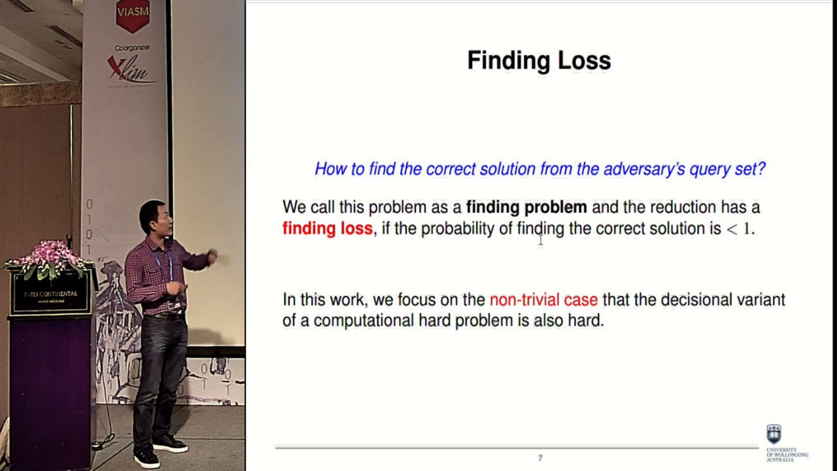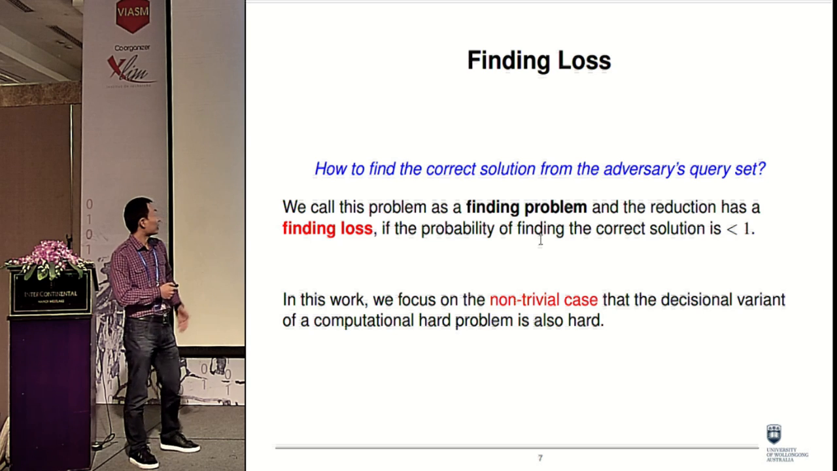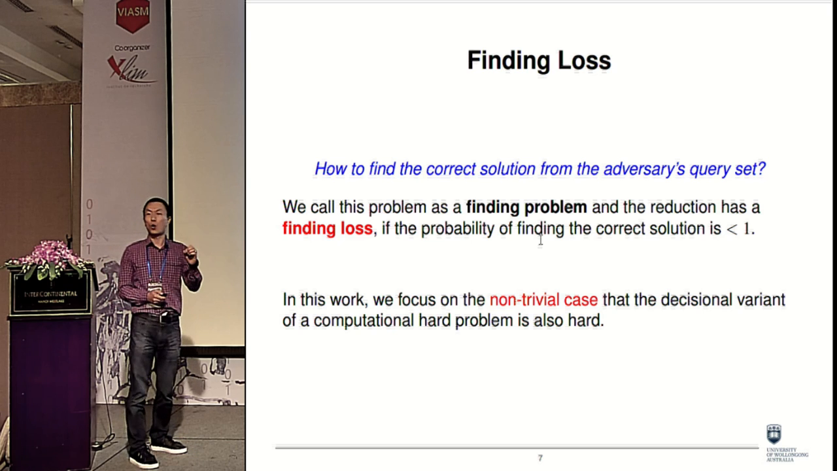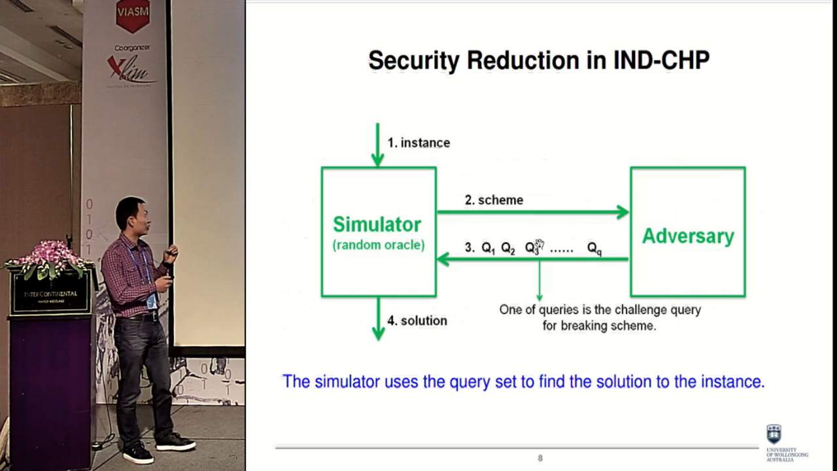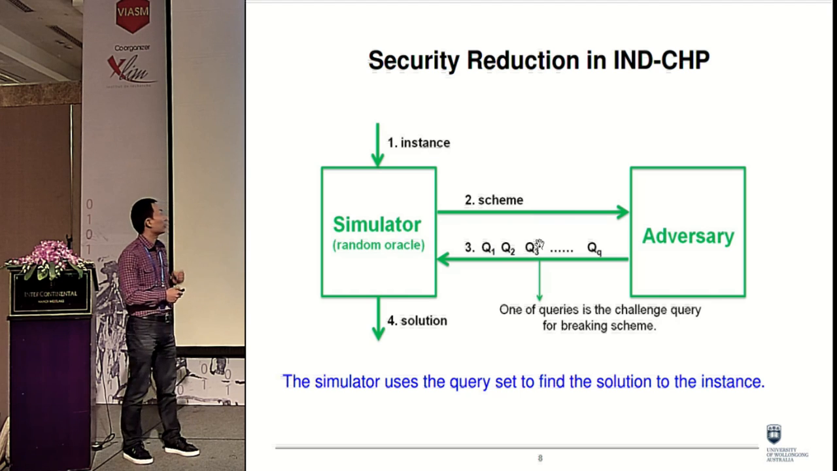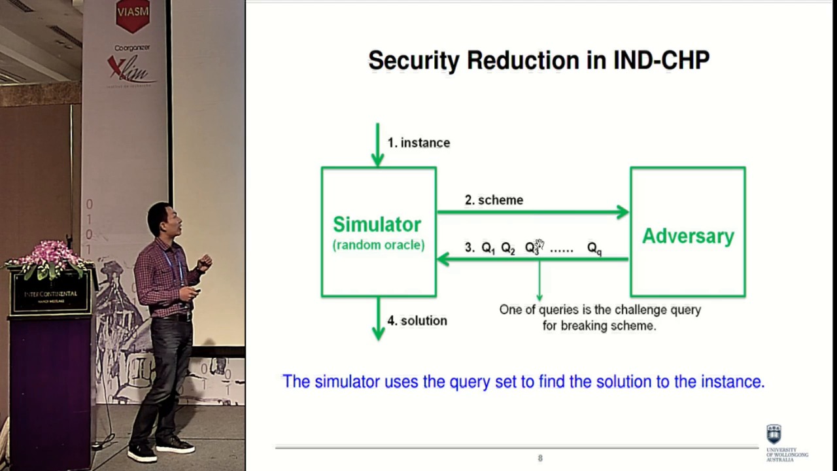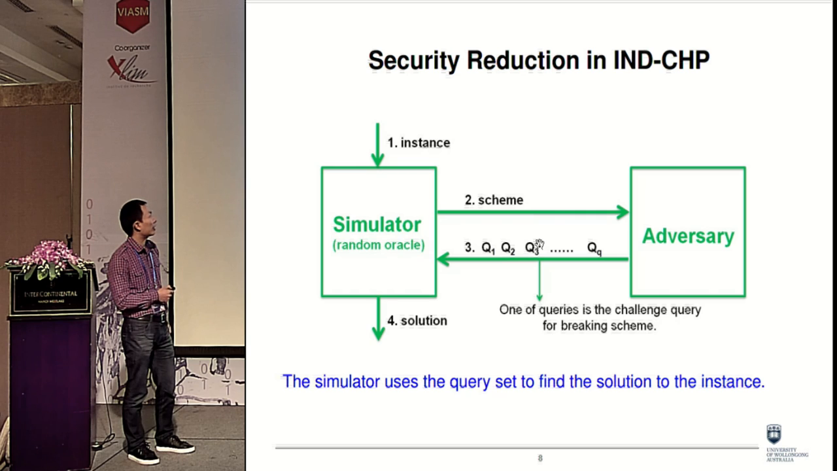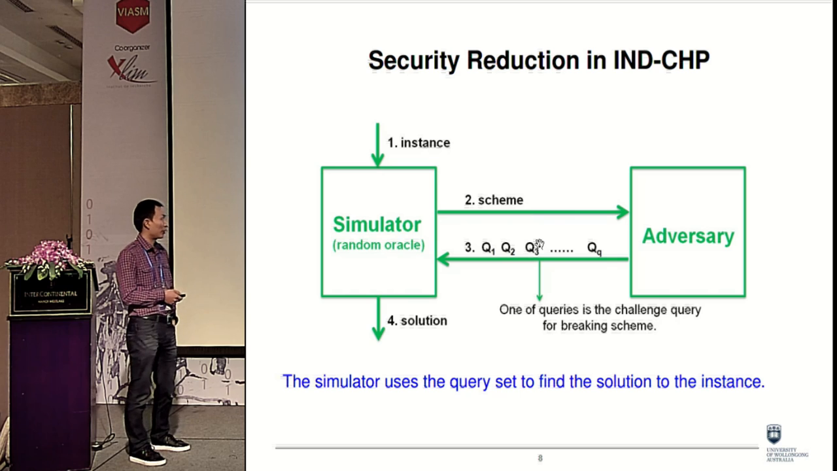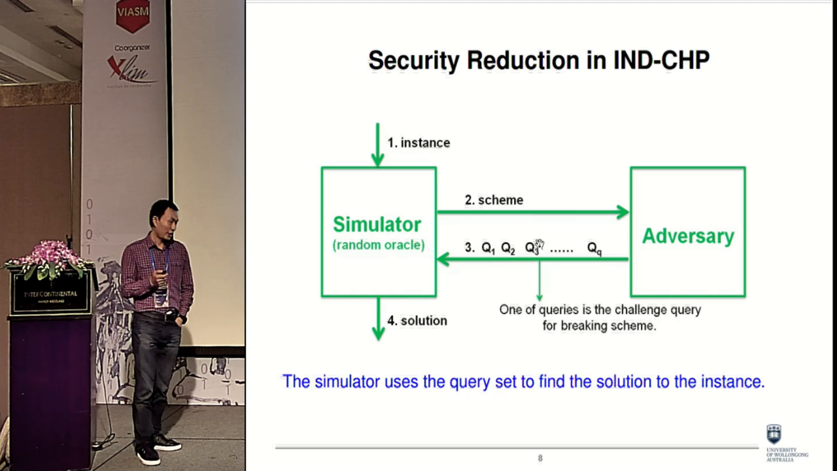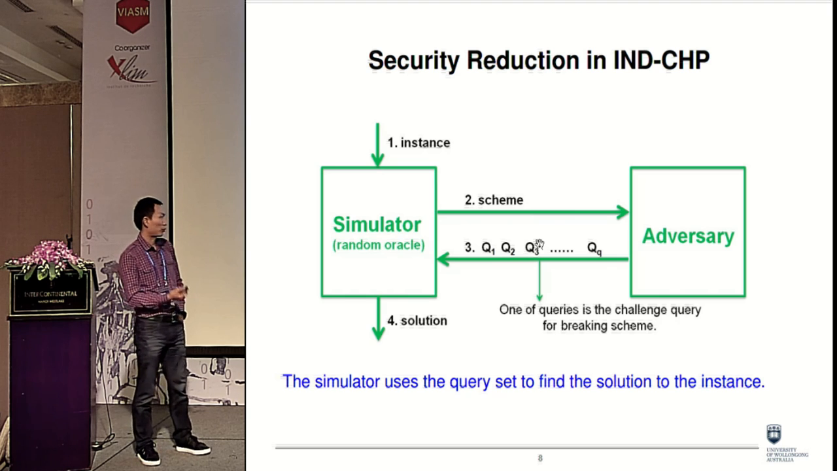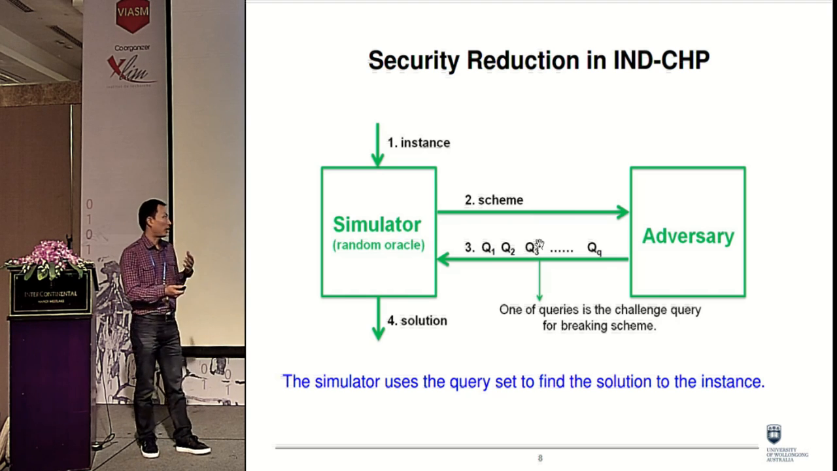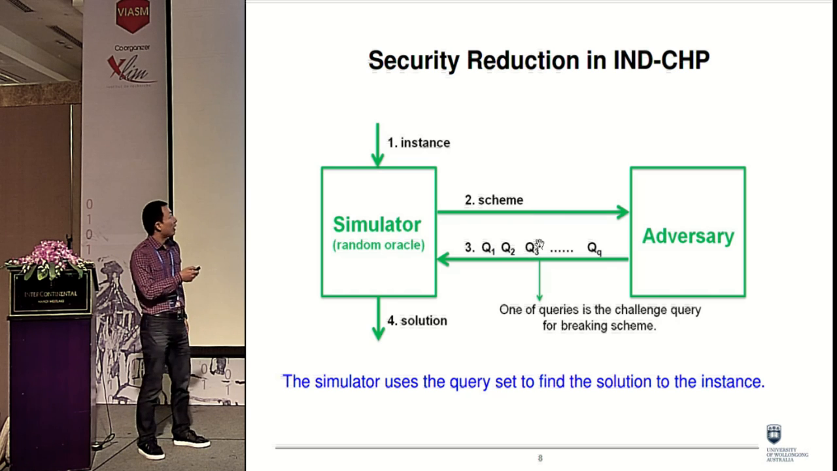The CHP reduction can be summarized as this kind of framework. The simulator is first given an instance. Then it will use what it knows to simulate a scheme for the adversary. And then the adversary will make a set of queries to the random oracle, and one of the hash queries is the challenge query for breaking the scheme. Finally, the simulator will use the query set to find the solution to the instance. This is the framework used in this kind of CHP reduction.